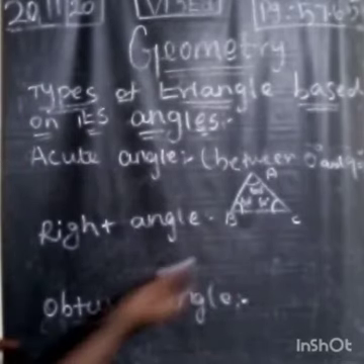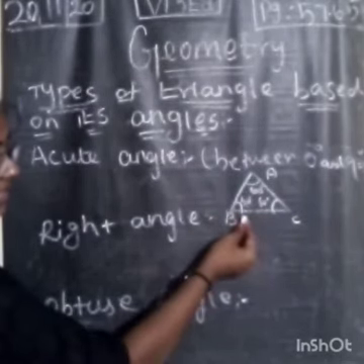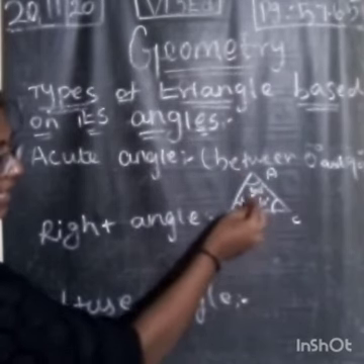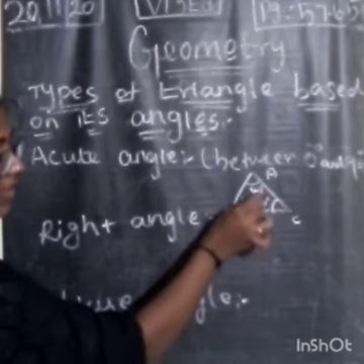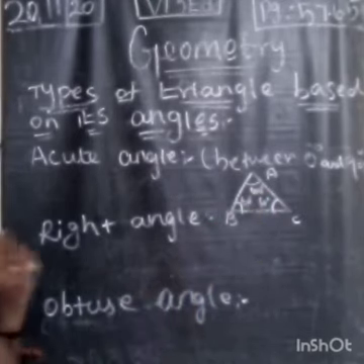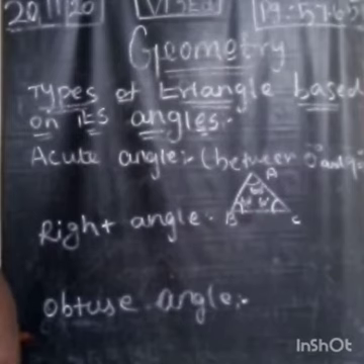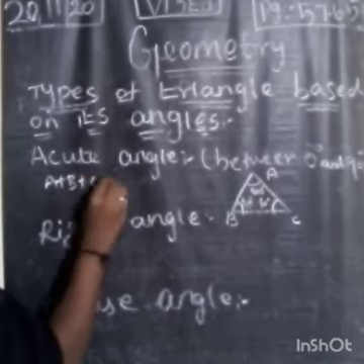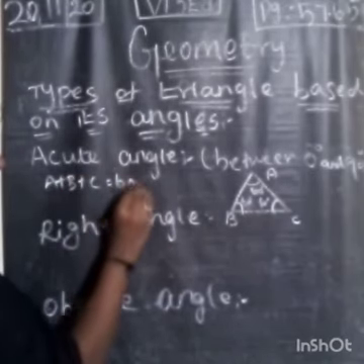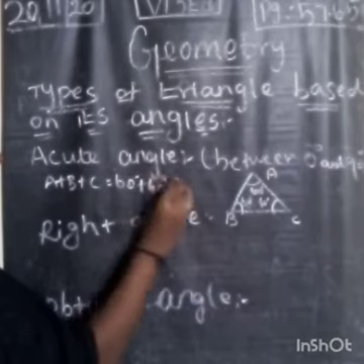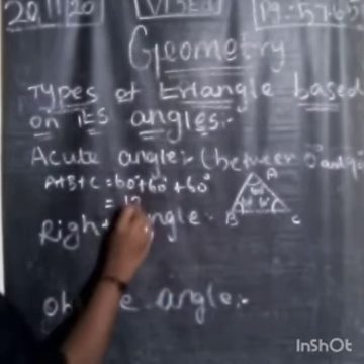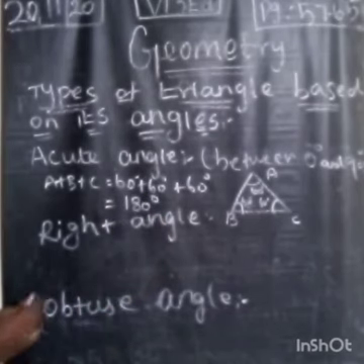So here all three angles are between 0 degree and 90 degree. The angles are 60 degree, 60 degree, 60 degree. The sum of the three angles is equal to 180 degree. So A plus B plus C equal to 60 plus 60 plus 60. Adding all these values, we get 180 degree. So this is the example of an acute angle triangle.